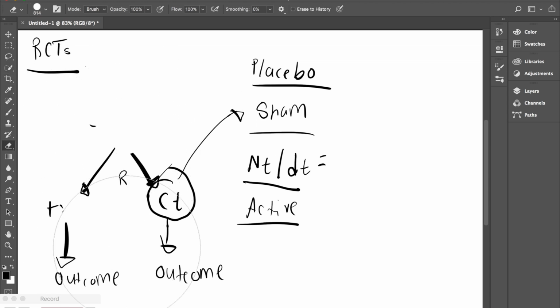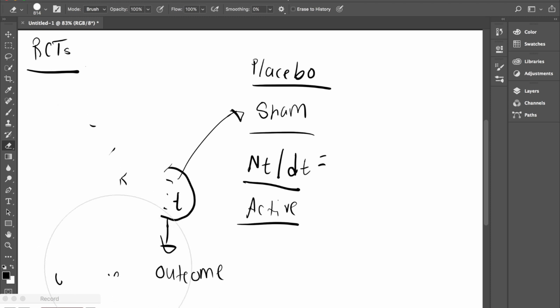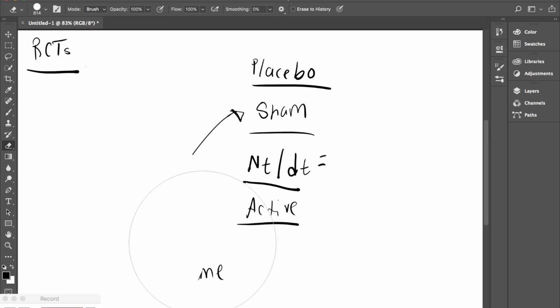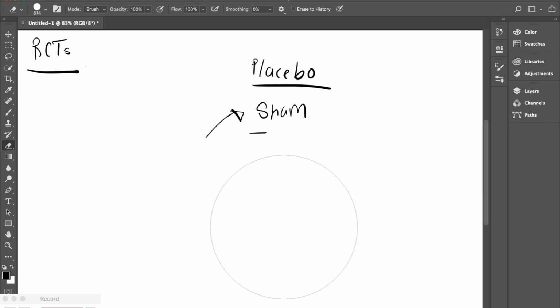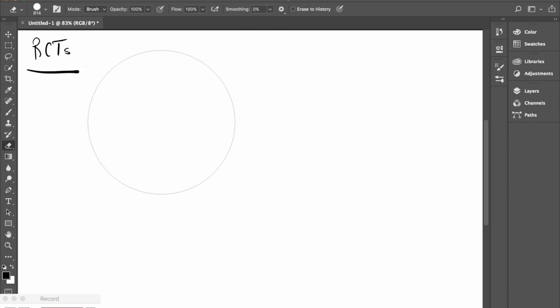Okay. So how do we limit bias in RCTs? In other words, all that stuff that contributes to our systematic error, how do we go about minimizing it? Okay. So the first thing you want to do when you start an RCT is you want to make sure that you balance your prognostic factors.